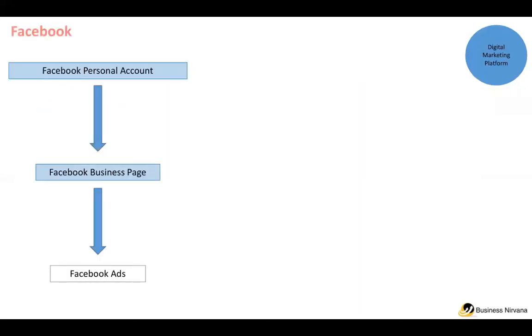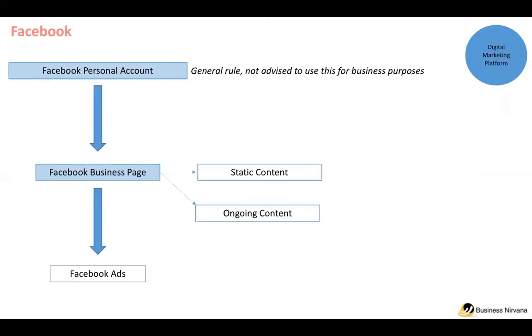Okay, quickly about Facebook and LinkedIn. Facebook, there's 3 things on Facebook really. Let's talk about the first 2. Facebook personal account and Facebook business page. Facebook personal account, general rule, don't use it for business purposes. Okay. Facebook business page, yes, certainly use it for business purposes.